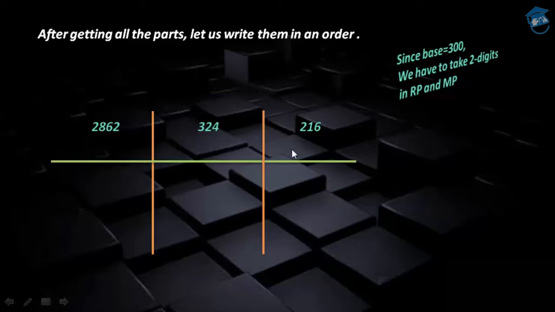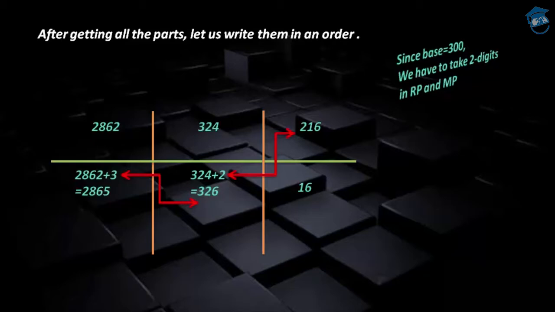So friends, coming to the right part, here we have 3 digits. So we have to take only the last 2 digits in our answer, that is 16, and the remaining number, that is 2, should be taken as carry on, and we have to add this 2 to the middle part, that is to 324. So by adding 2 to 324 we get 326. If you observe this 326, again it is a 3-digit number, so we have to take the last 2 digits, that is 26, and take this 3 as carry on to the next part, that is the left part, and add it. So by adding this 3 to 2862 we get 2865.